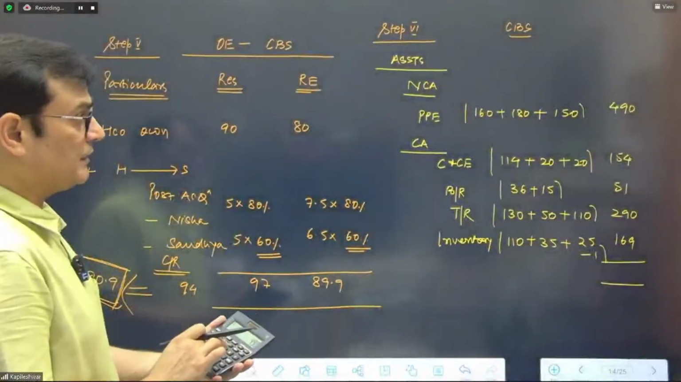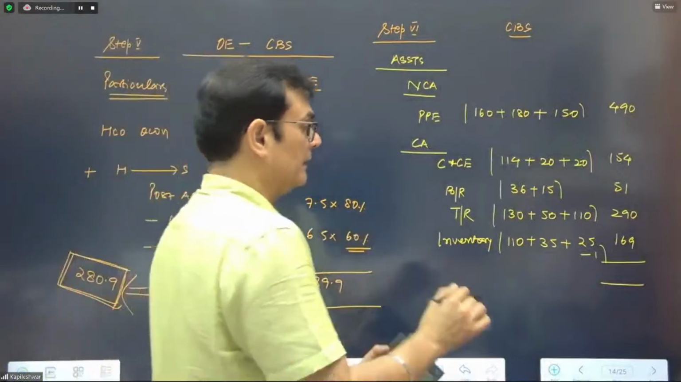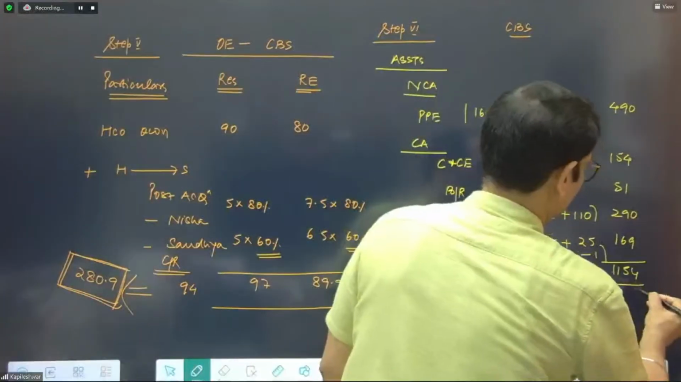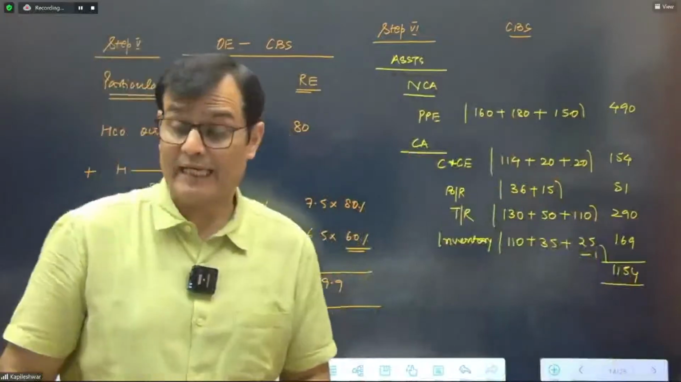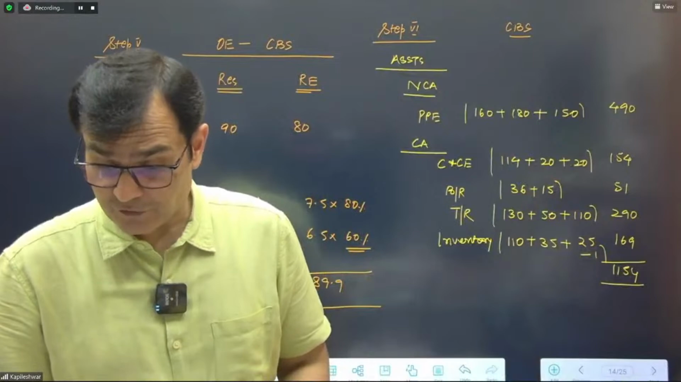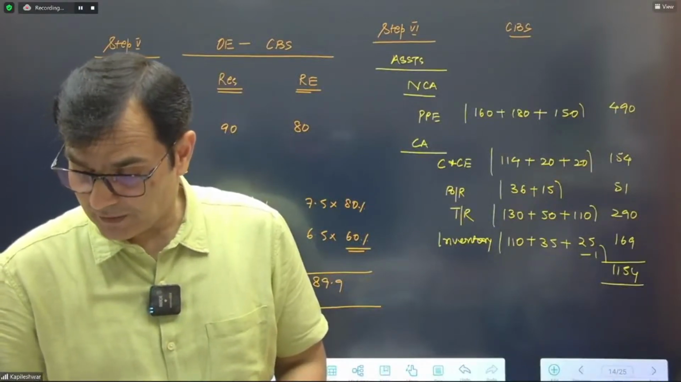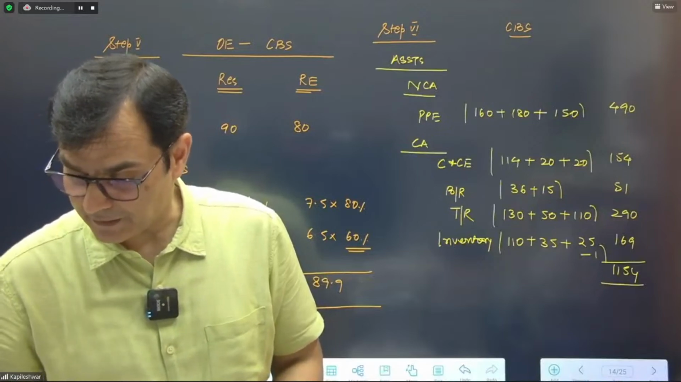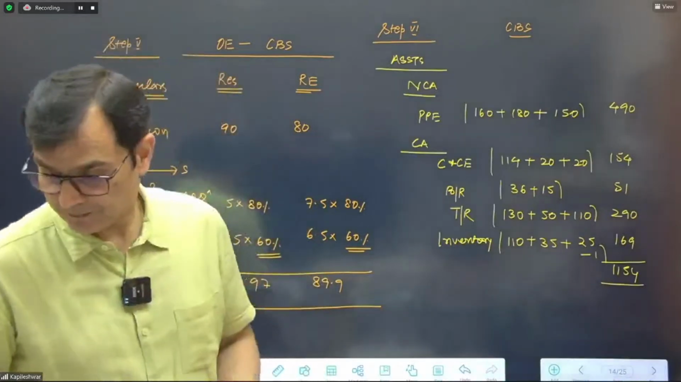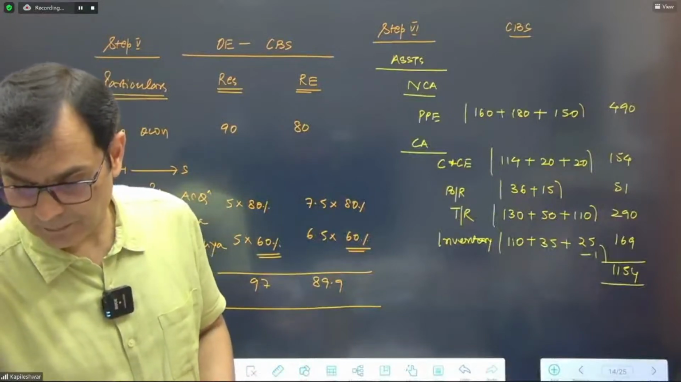So this is 490 plus 154, 51, 290, 169. I think it's coming to 1154. So this is as far as the asset side of the balance sheet is concerned. Now let's focus on the liability side as well. So let's go on to the liability side of the balance sheet in this case. Let me see if everything is going well. I guess, yes, the figures are perfectly okay.